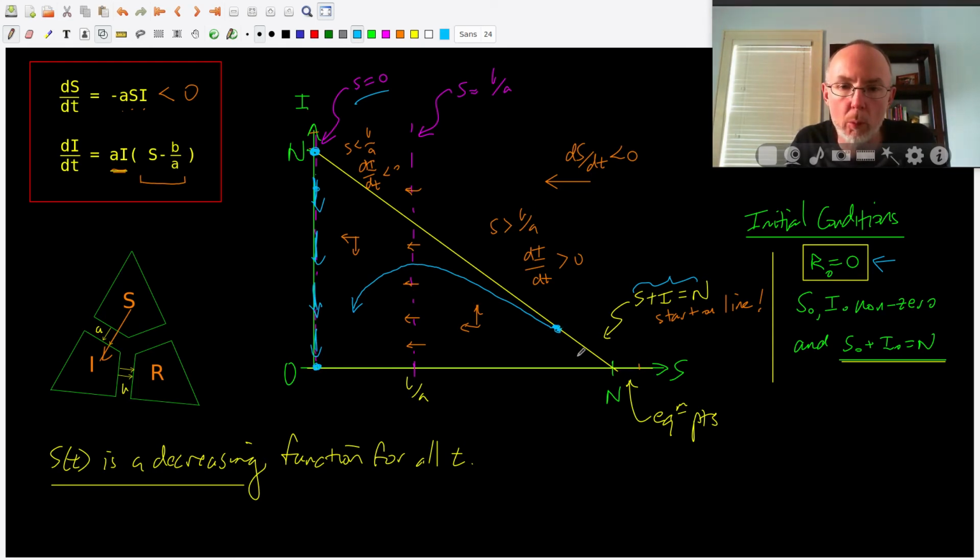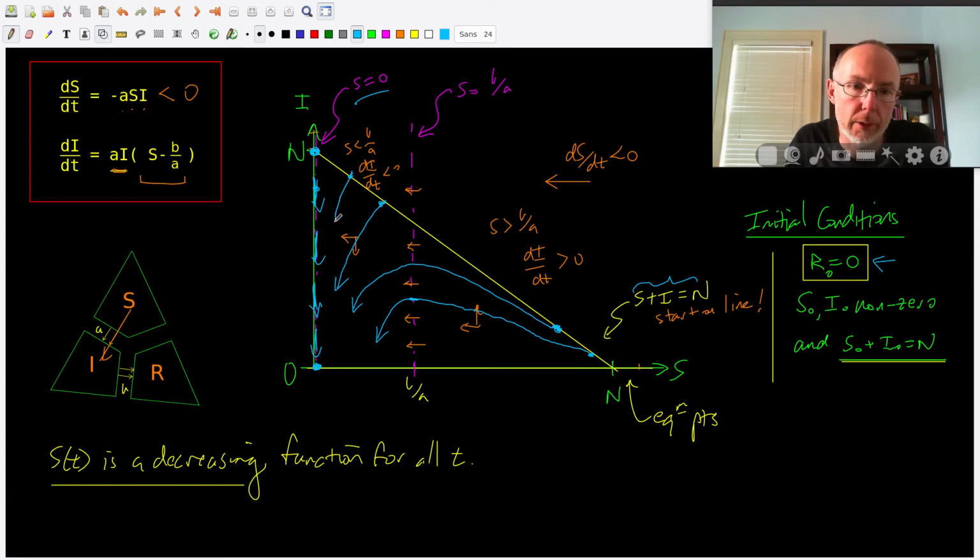So at any point where I start, if I'm starting down here, then I'm going up for a while until I get to the line where S equals A, in which case I'm going straight across, and then we're going down. If I start on a region up here though, I'm already heading down and to the left. So these trajectories must go like that.